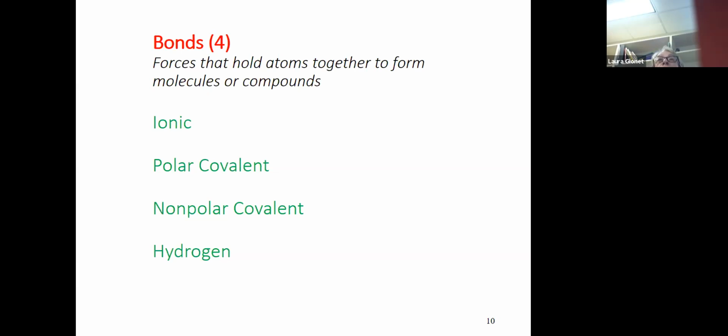Okay, so we are going to look at 4 types of bonds. Bonds are forces that hold atoms or elements together to form molecules or different compounds. So we're going to look at 4 types. We have ionic, polar covalent, nonpolar covalent, and hydrogen.